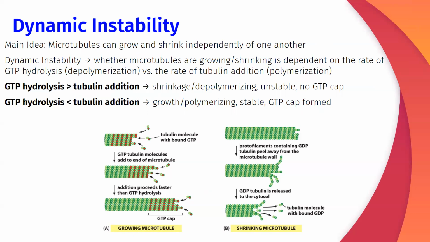Whenever we have more GTP hydrolysis than tubulin addition, that means we're going to have depolymerization because we don't have a cap anymore. And whenever we have more tubulin addition than GTP hydrolysis, that means we'll keep that fresh cap of GTP tubulin, so we'll be in a state of growth.